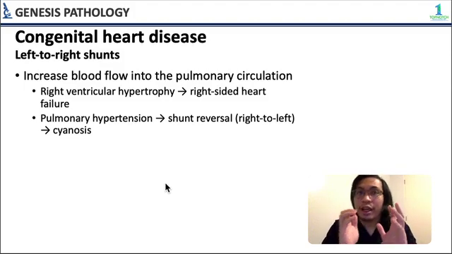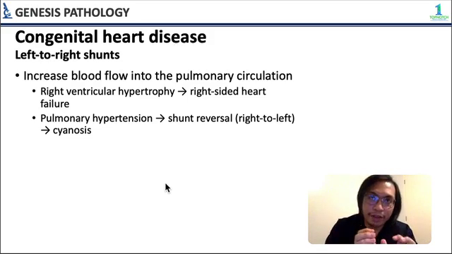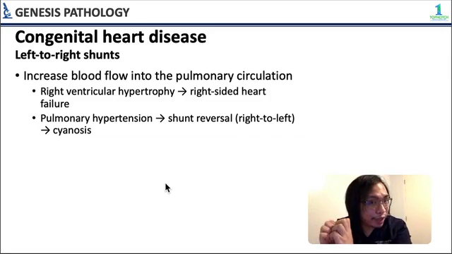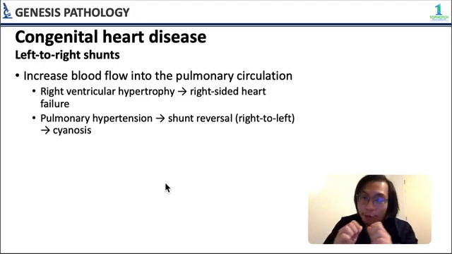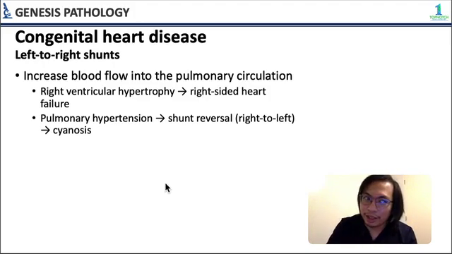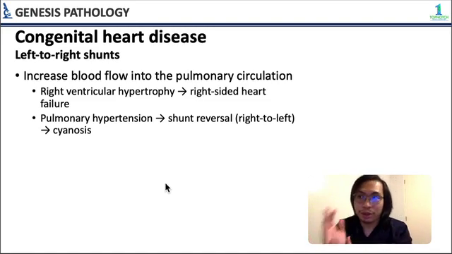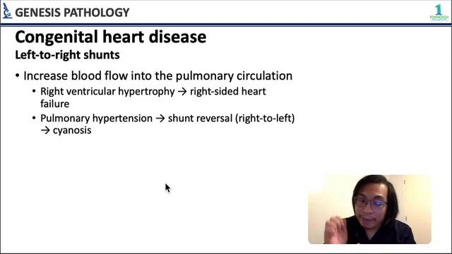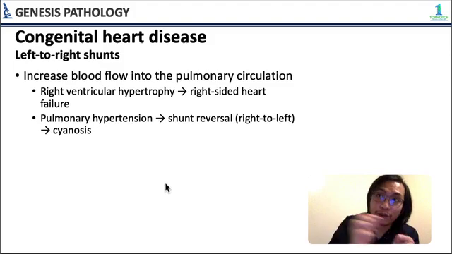Now, if the pressure in the right ventricle becomes higher than the pressure in the left ventricle, what do you think will happen to the blood? How does blood flow? How does fluid flow? Fluid mechanics: from high pressure to low pressure. Normally, the pressure in the left ventricle is higher than in the right ventricle, so usually the shunt is left to right.